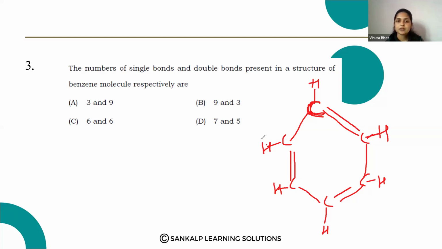So this is the structure of benzene. How many double bonds and how many single bonds? The number of single bonds: hydrogen 6 bonds plus 1, 2, 3, total 9 single bonds, and 1, 2, 3 double bonds. So option B, 9 single bonds and 3 double bonds. Option B is the correct answer. Please check it once again.